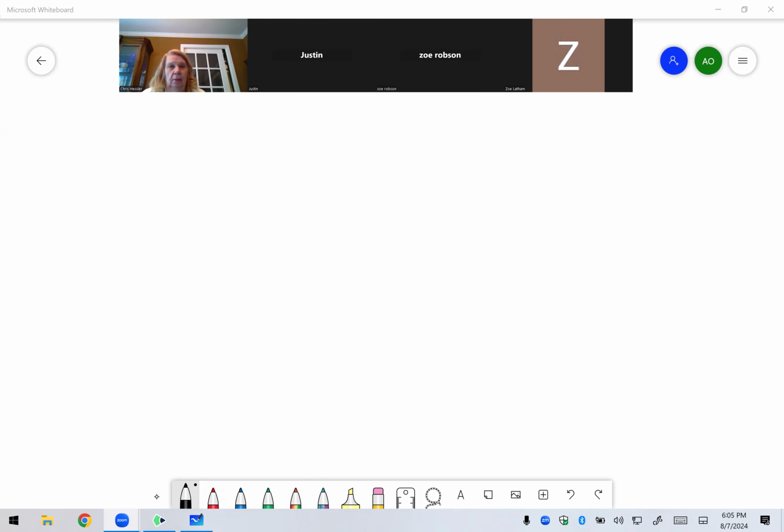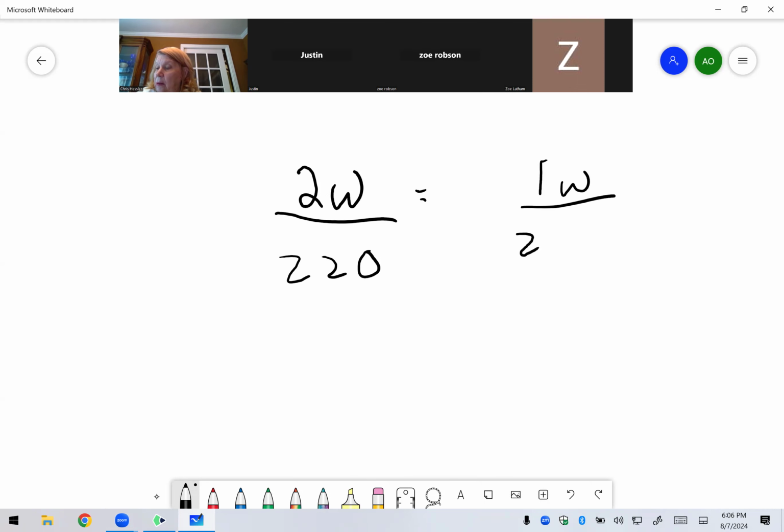Okay, I'm glad we're back like normal. So we're going to do the, a gallon of paint covers 220 square feet. So we're going to paint the walls twice. So that'll be 2W, and the total wall area is 220. And so that would reduce to 1W over 220, over 120, because I'm dividing by 2. Sorry. And so that's answer choice A.